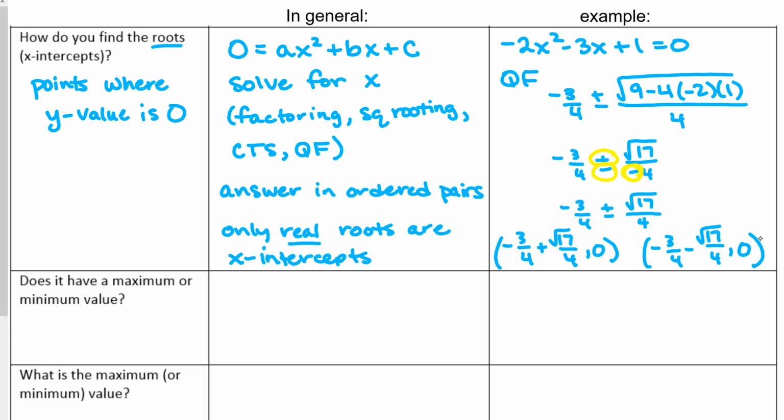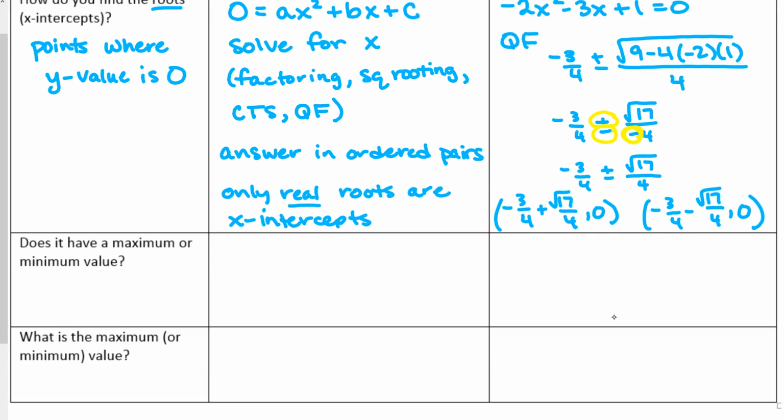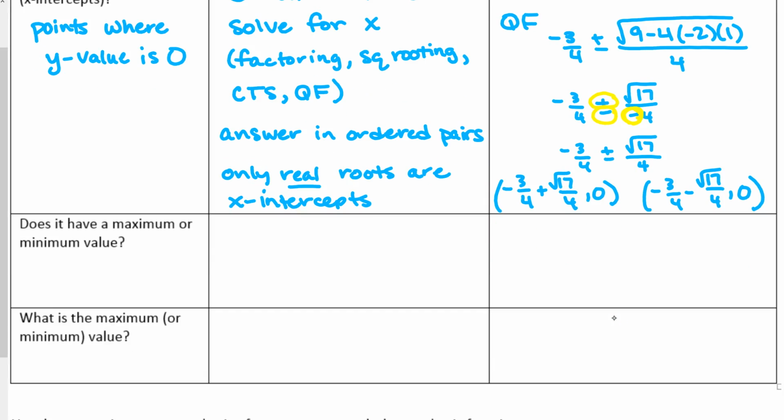Okay, we have a couple more questions here. Does it have a maximum or a minimum value? So this is not a yes or no question. This is, which one is it? Is it a maximum? Is it a minimum? Well, it depends on which way the parabola opens. If the parabola opens down, the vertex is a maximum. The y-coordinate of the vertex is a maximum.